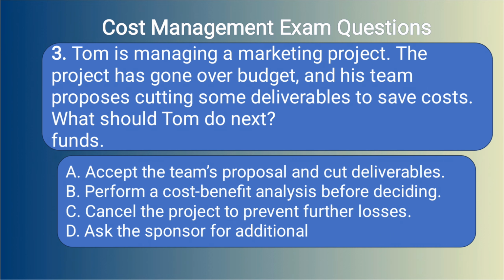3. Tom is managing a marketing project. The project has gone over budget and his team proposes cutting some deliverables to save costs. What should Tom do next? A. Accept the team's proposal and cut deliverables. B. Perform a cost-benefit analysis before deciding. C. Cancel the project to prevent further losses. D. Ask the sponsor for additional funds.